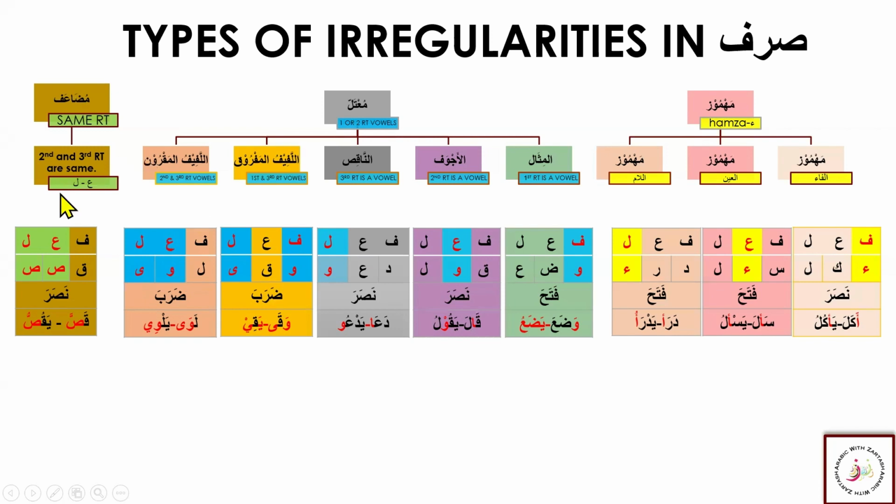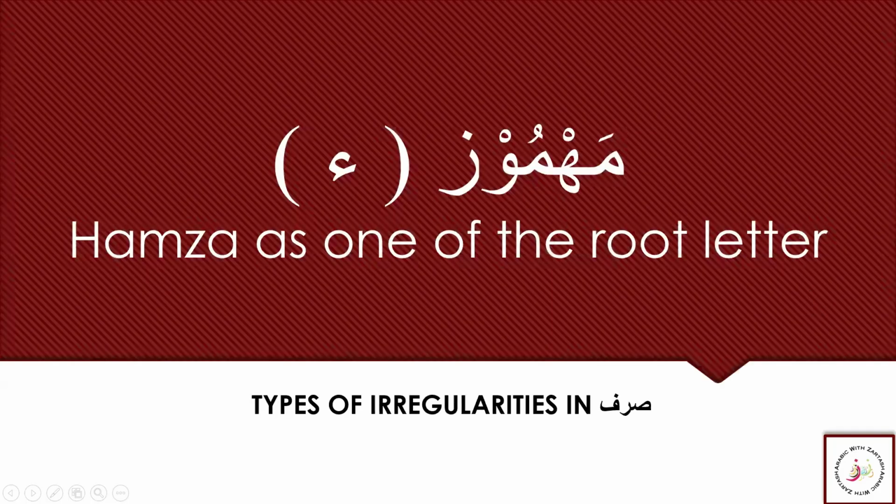In the mudaf, the second and the third root letters are the same. Like here, kasasa, it becomes kassa yakussu. So inshallah today we'll see what is Mahmuz in detail.